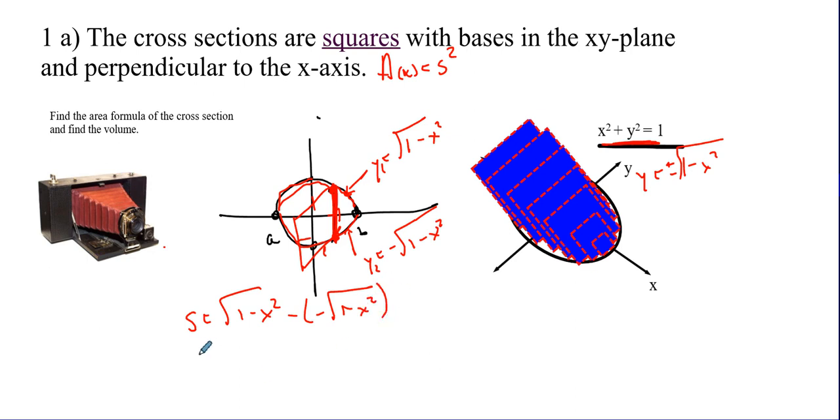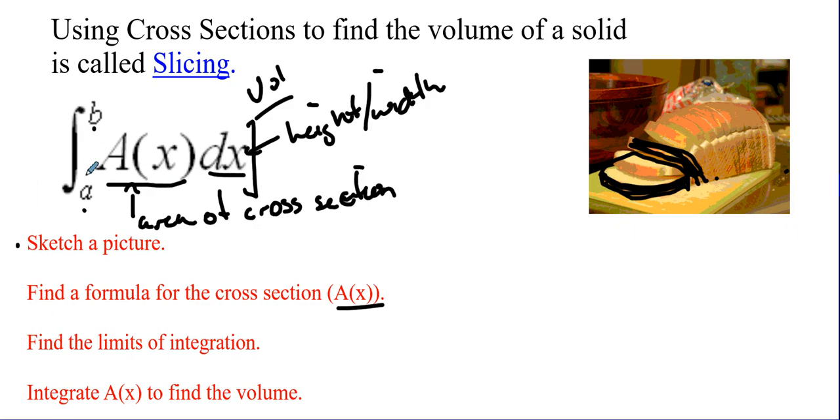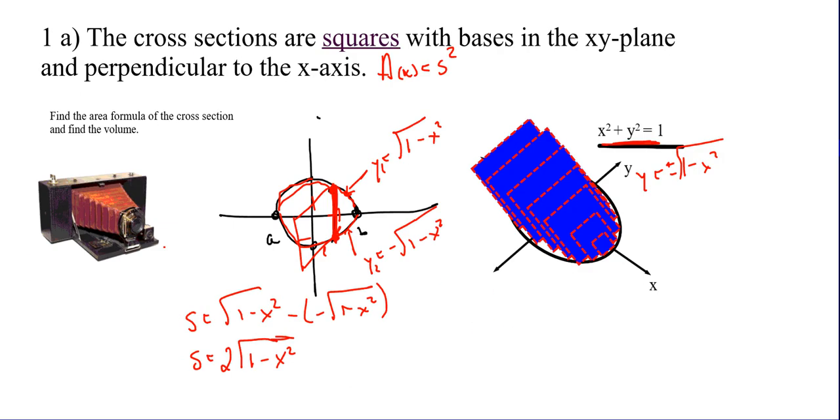When we have that, you might have already seen what this possibly could be. Negative is positive, so we have 2 square roots of 1 minus x squared for our side length in terms of x. So what is our equation? Well, going back, we know that to find the volume of a solid, we find the area of the cross section in terms of x, and multiply that by dx, and then take it from a to b. So right here, we're going to integrate from a.